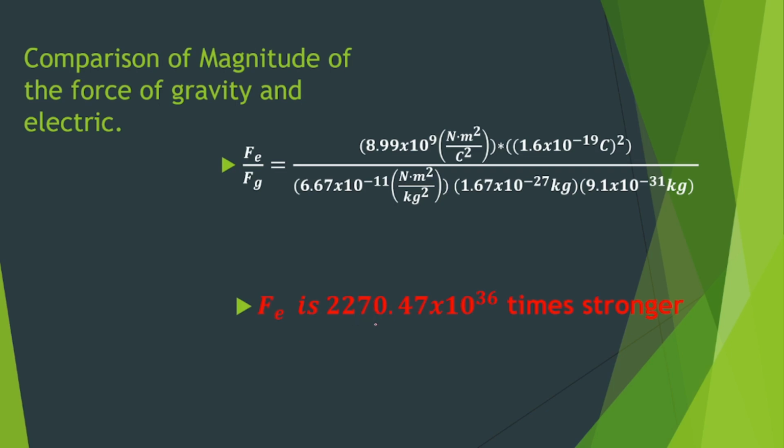Compared to the force of gravity by a factor of 10 to the 36 times, all right, or 10 to the 39 times if you round up to 0.270 times 10 to the 39, all right. So this is the answer. It is 2270.47 times 10 raised to the 36 times stronger than the force of gravity.